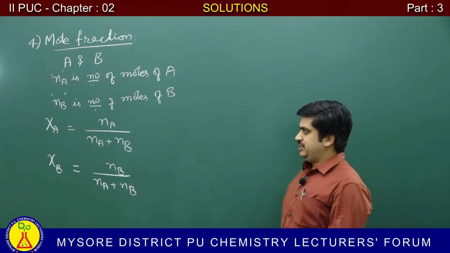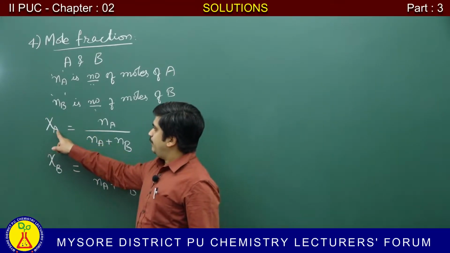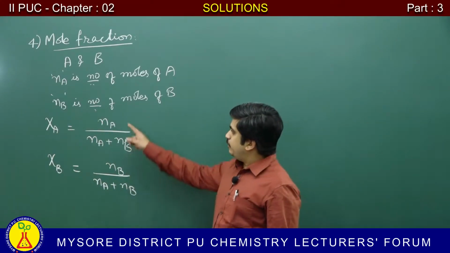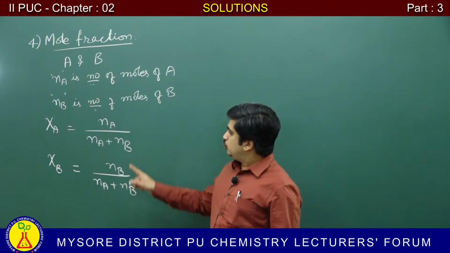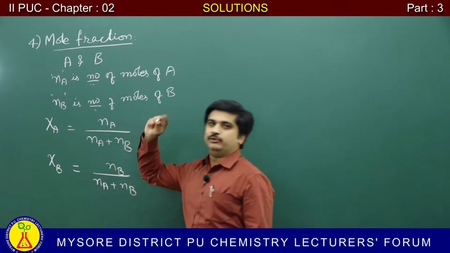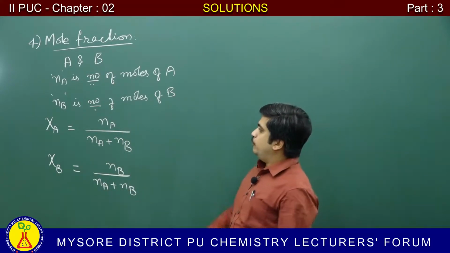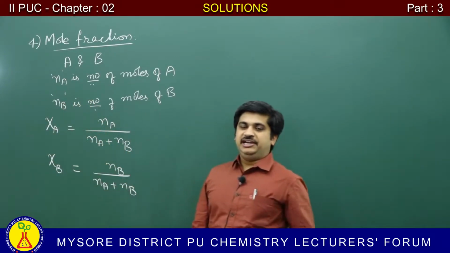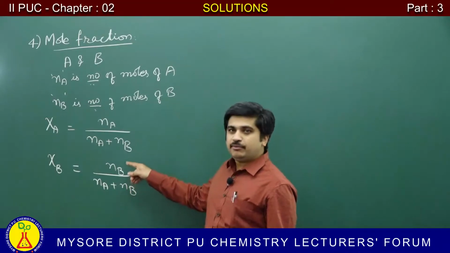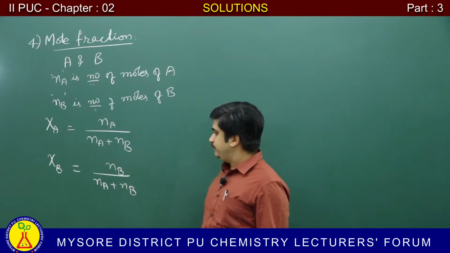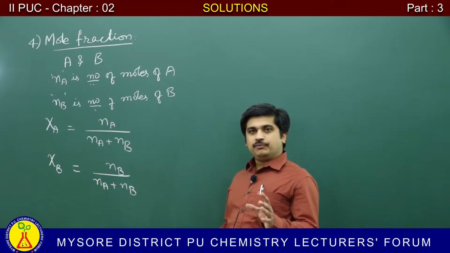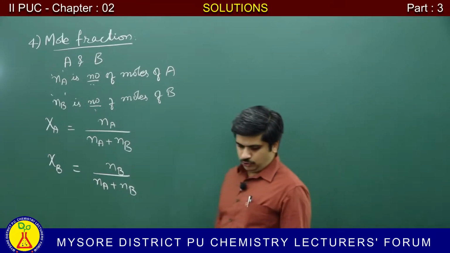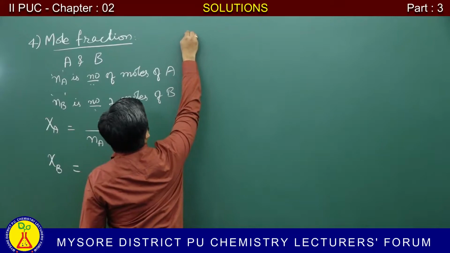So the definition is: the mole fraction of a particular component is defined as the ratio between the number of moles of that component to the total number of moles of all the components present in the solution. So mole fraction with respect to any particular component in a solution is defined as the ratio between the number of moles of that component to the total number of moles of all the components present in the given solution. This is how we define mole fraction.